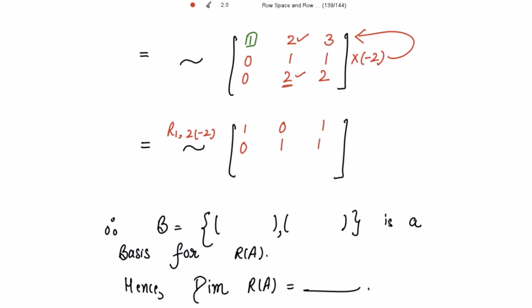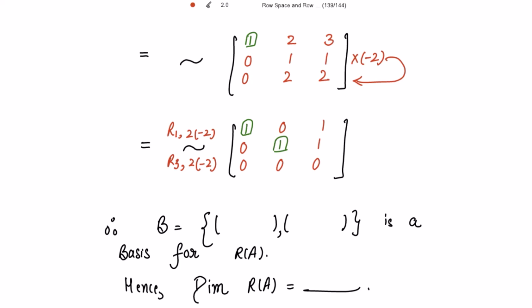Now I need to make this 0. For that, row 3 needs to be changed by adding the elements of row 2 to row 3, but row 2 should first again be multiplied with minus 2. Multiplying 0 with minus 2, we get 0 and adding this to 0, we get 0. Multiplying 1 with minus 2 and adding this to 2, we get 0. Multiplying 1 with minus 2, we get minus 2 and adding this to 2, we get 0. So again I get this as the leading entry. Now this matrix is in row echelon form.